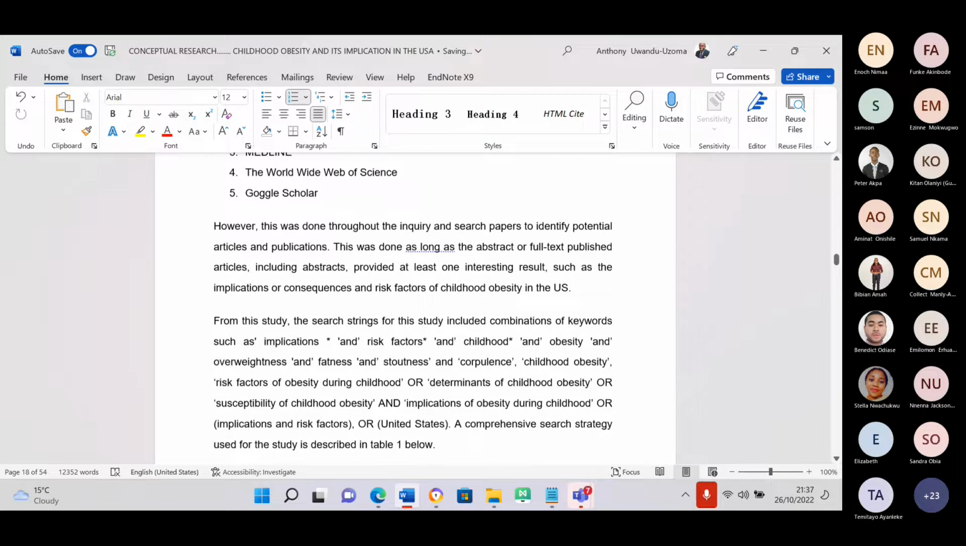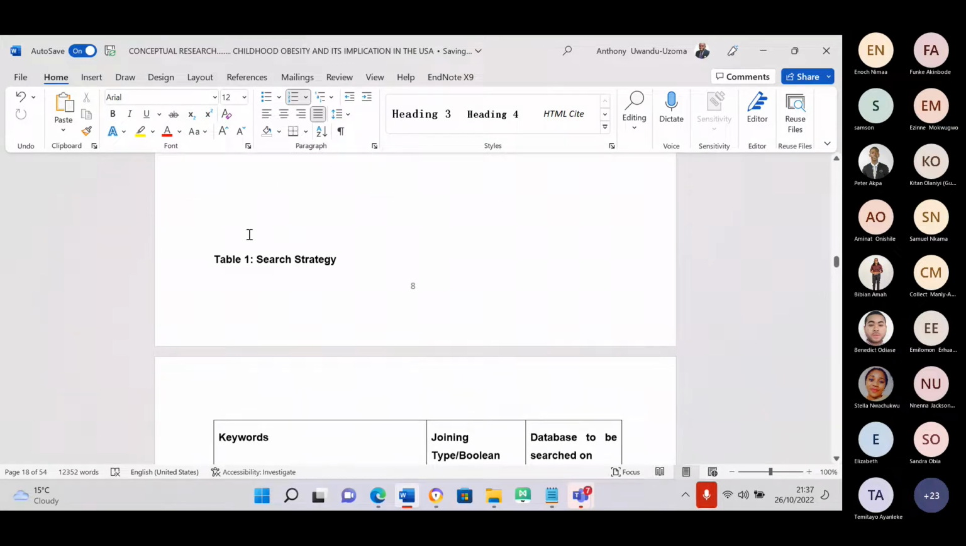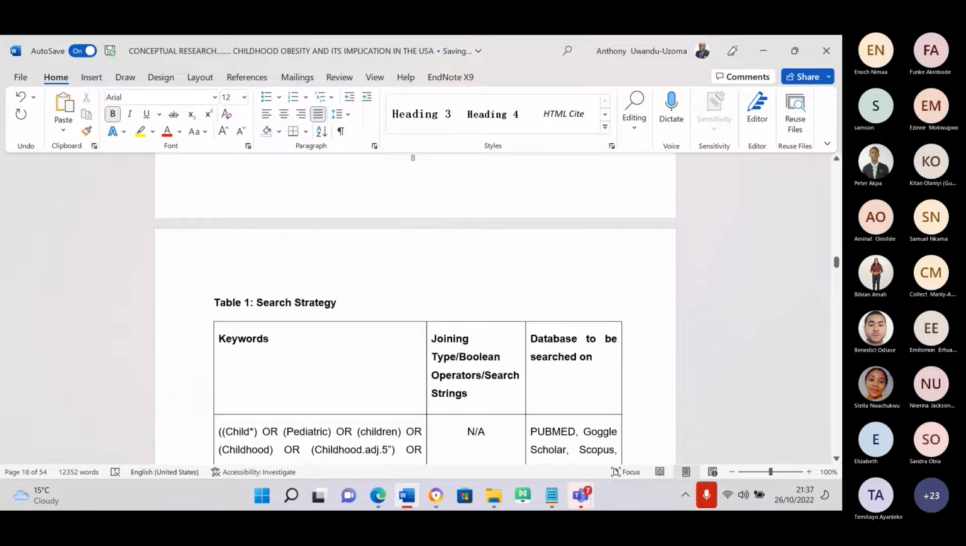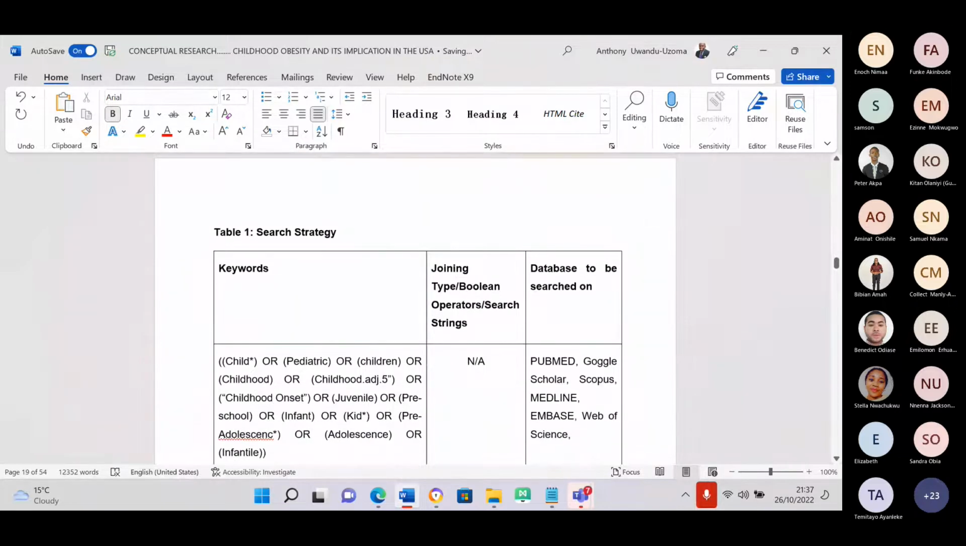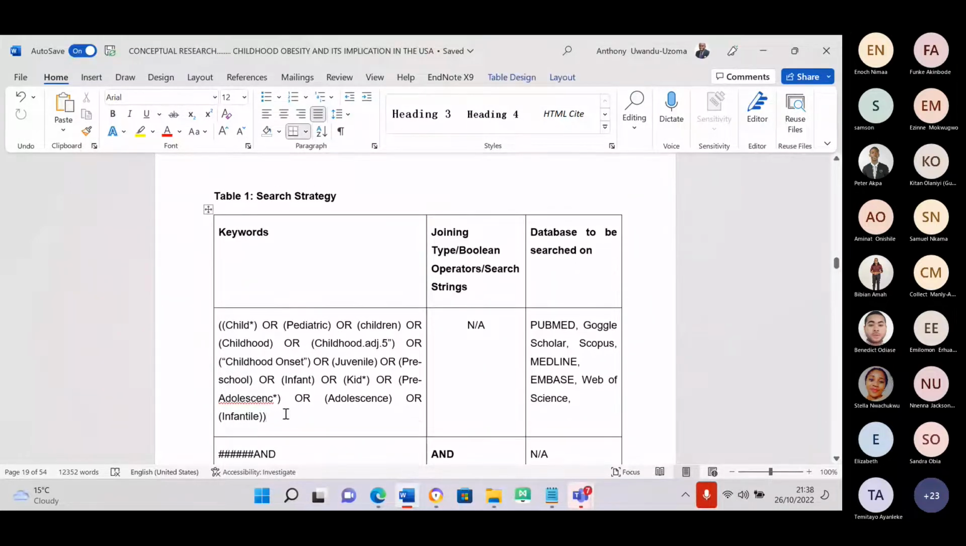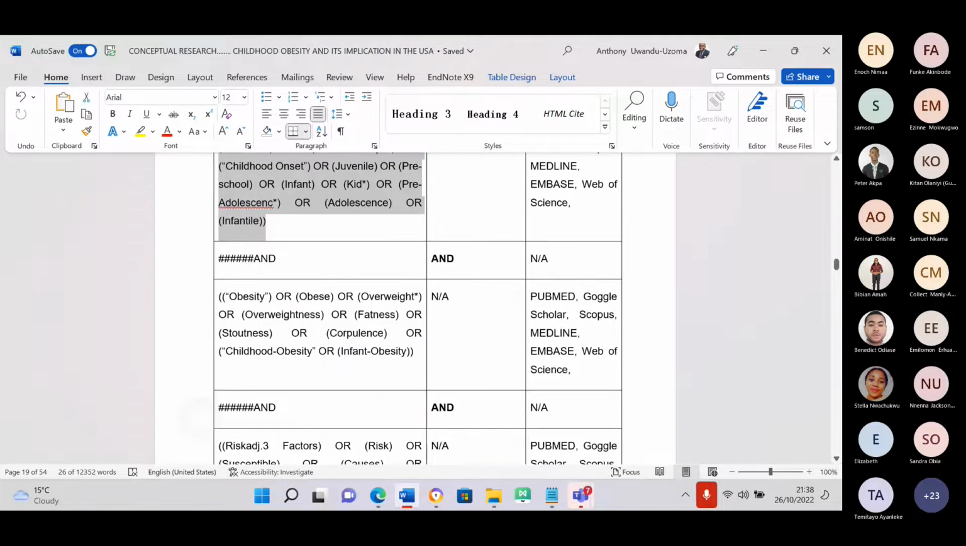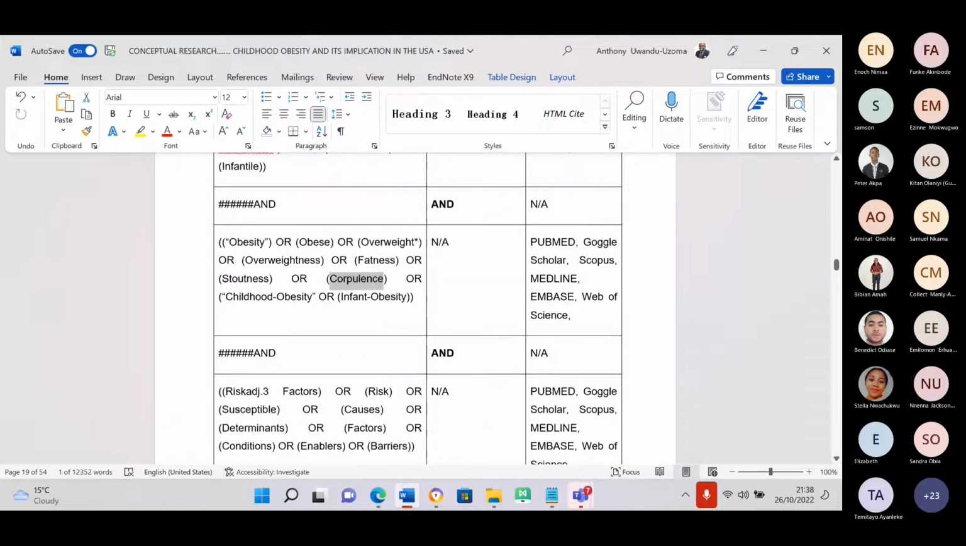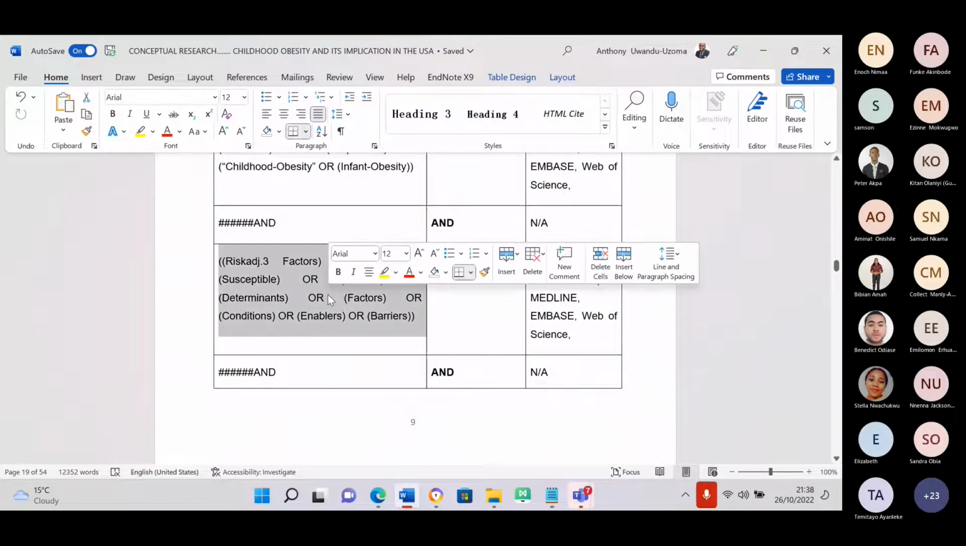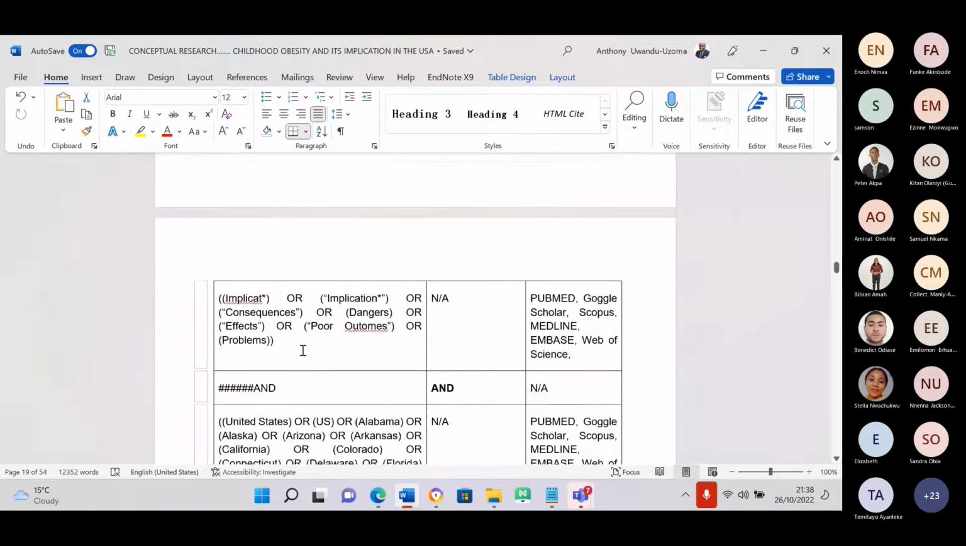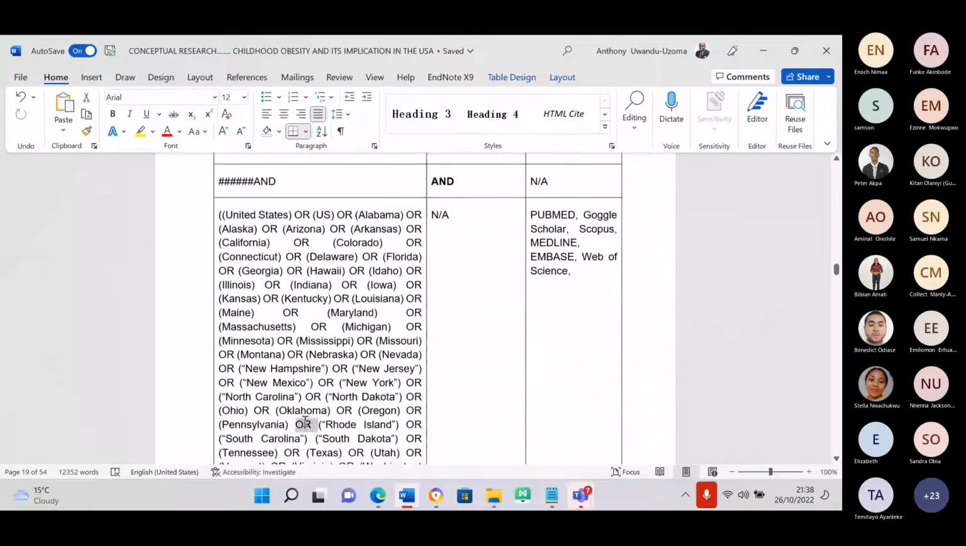So I was saying that you have to report your search strategy. In fact, you need to book an appointment with the librarian now and get your search strategy. Get the keywords. Can you see? These are the keywords to use for child, these for obesity, these for risk, and then implications, and then United States. These are all the states in the United States.